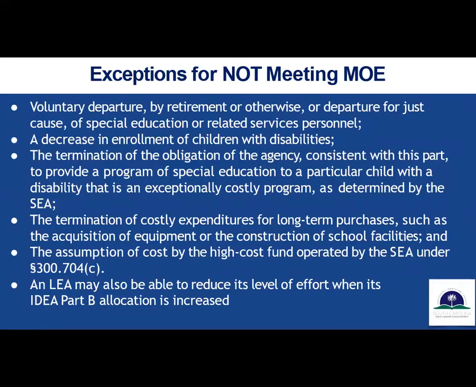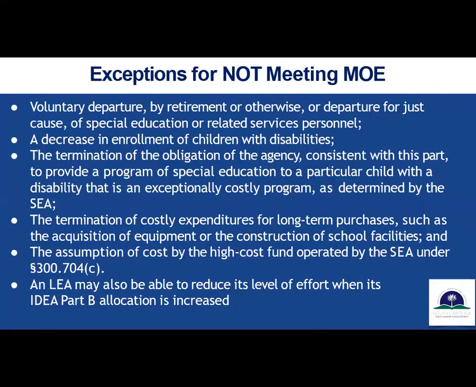If you had the termination of costly expenditures for long-term purchases, such as the acquisition of equipment or the construction of school facilities, again, for a specific special ed student, again, that could be an exception. We as an LEA also may be able to reduce our MOE when our allocation is increased, or in some cases decreased, if we have schools transfer in or out or things like that.